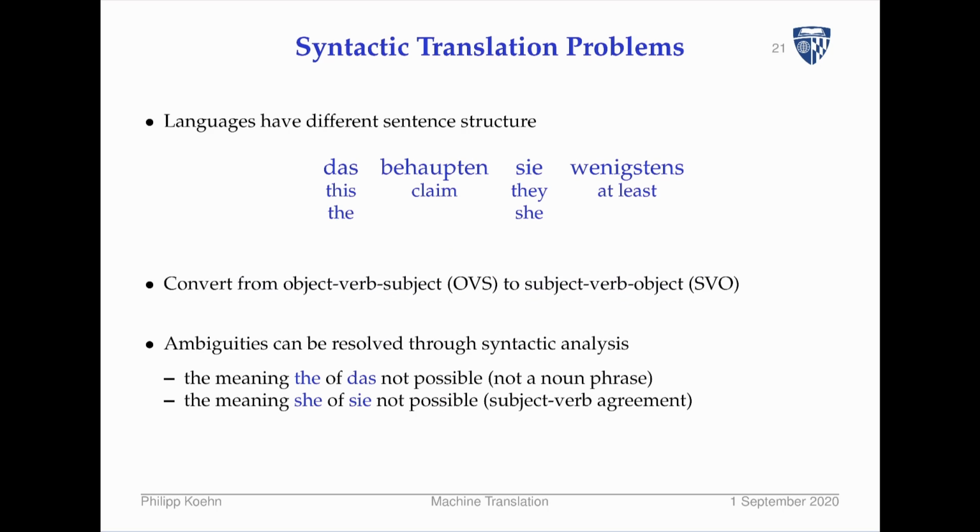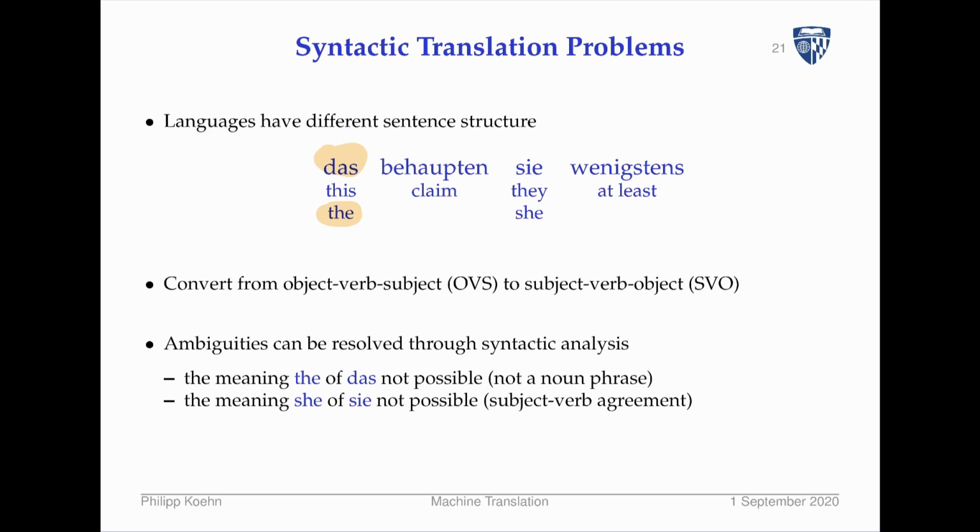So there's a bunch of ambiguities that have to be resolved through syntactic analysis. So if you look at the word das, the very first word, the translation the is not really probable because there is no noun following it. So it's not really part of a noun phrase. So it really should be the word this.